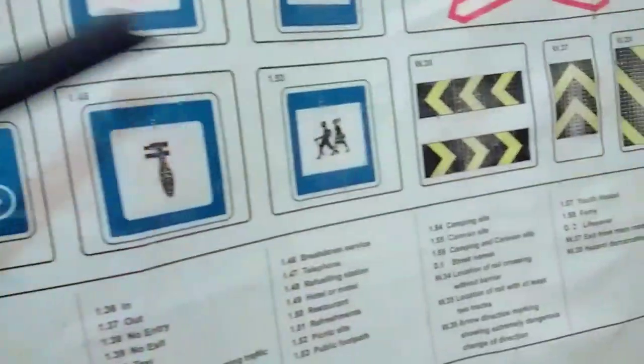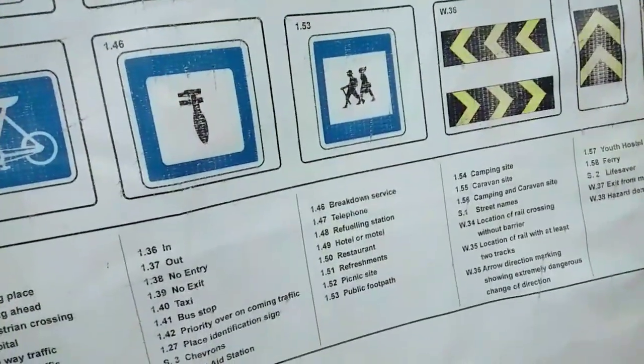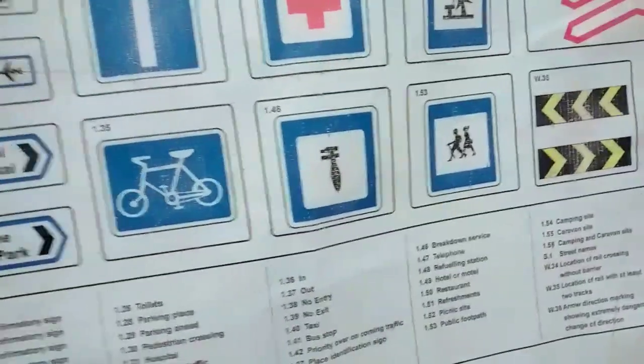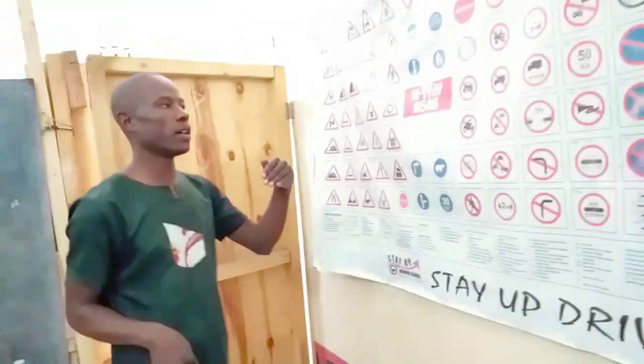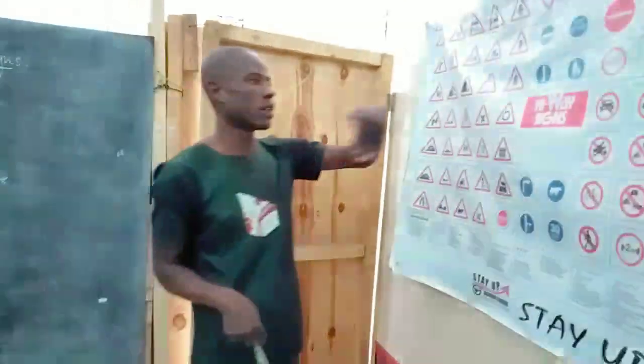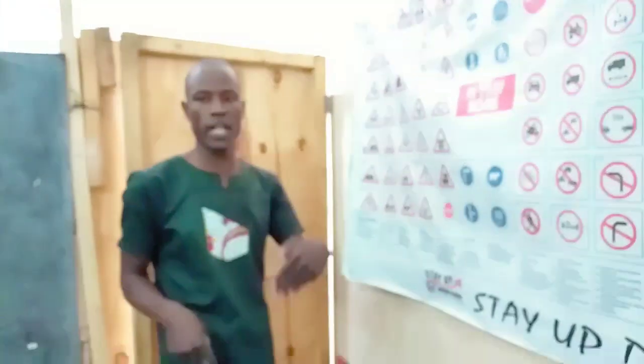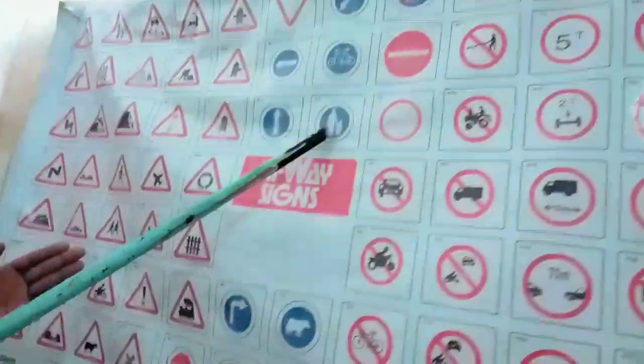And then this one is a public footpath. Public footpath, ama njia ya umma. Like for example, Aga Khan Walk. Aga Khan Walk is a public footpath. Also, crossing from Uhuru Park, Upper Hill to town through Uhuru Park, that is a public footpath. But this one is a pedestrian track. This one is alongside the road.